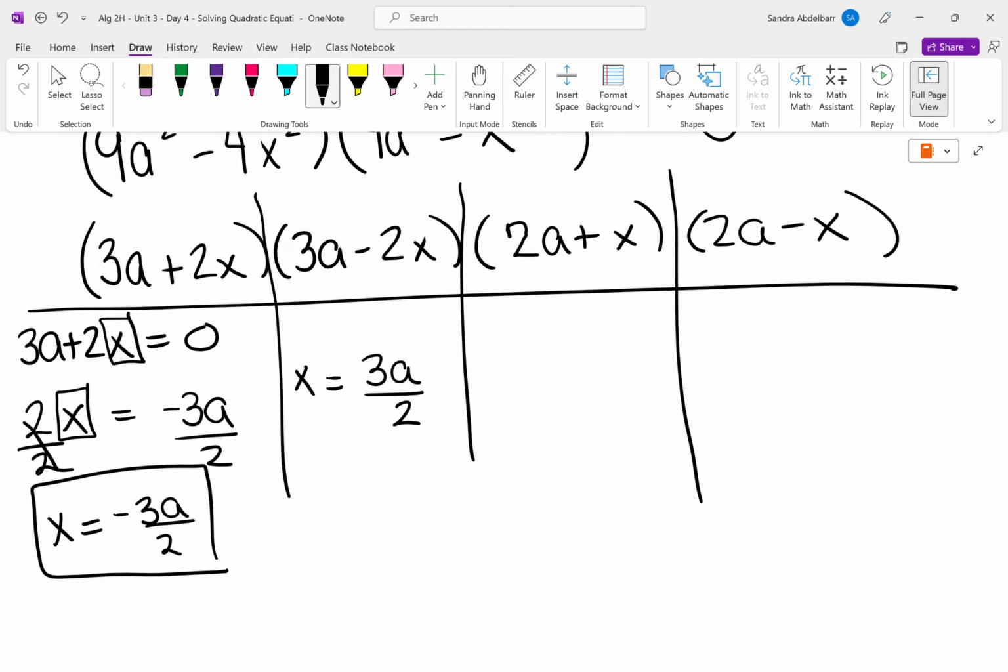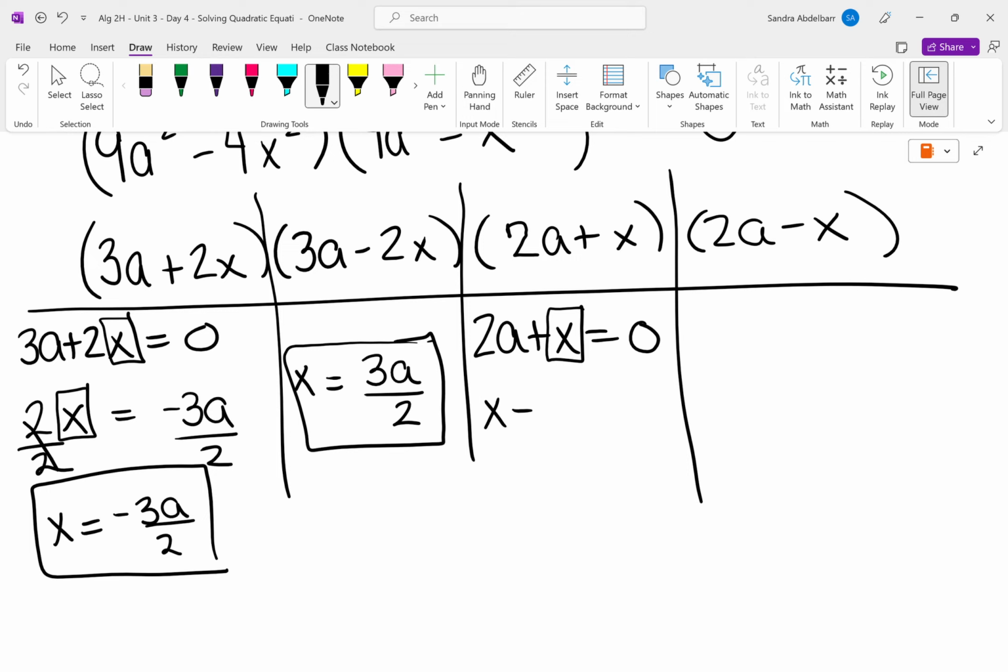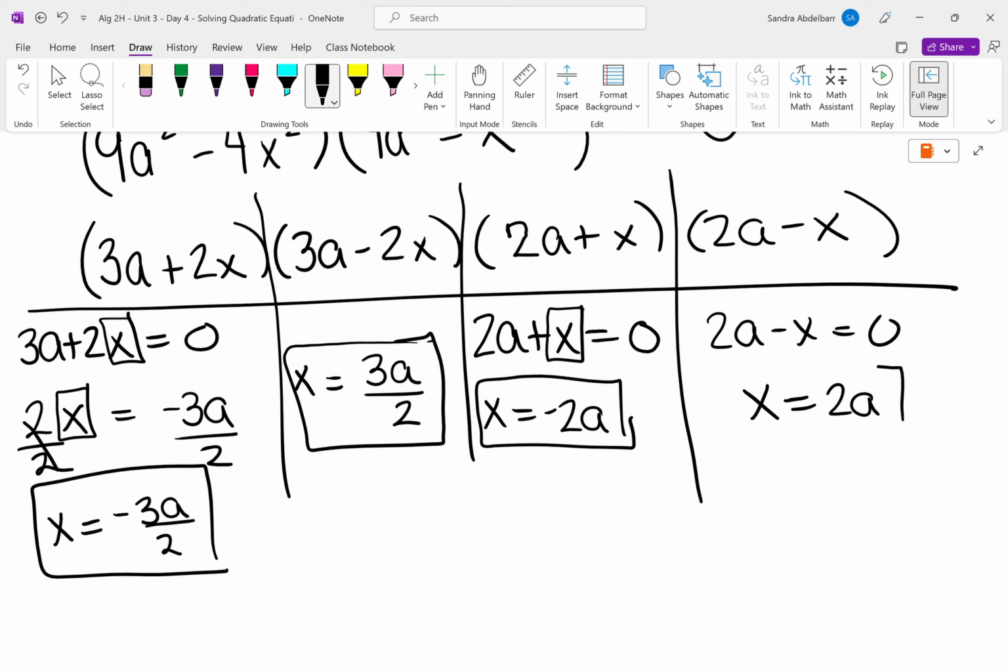Sean? Are we solving in terms of a? No, it says solve for x in terms of a, meaning you're solving for x, but a will be in x's answer. All right, so we have 2 answers so far. We need 4. So now we're going to have 2a plus x equals 0. So now again, we're solving for x in terms of a. So x needs to be the last man standing. Subtract that 2a, x will equal negative 2a. And what do you think the last one will be? Positive 2a. You got it.